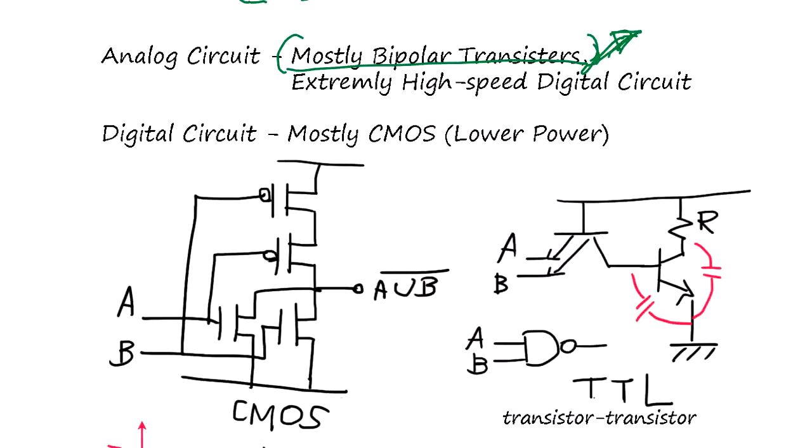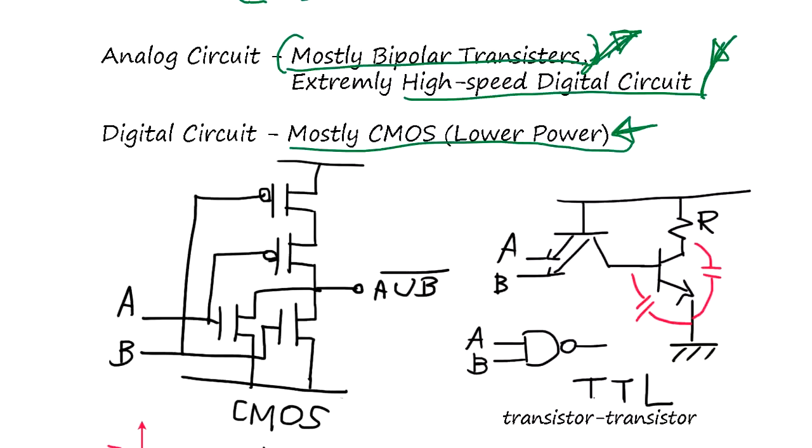Okay, digital circuit is lost because the primary reason is it's lower power, and you need a lot of gates, a lot of transistors on a single chip. You don't want to have a higher power transistor. But extremely high speed still uses bipolar because it burns the power to speed up.